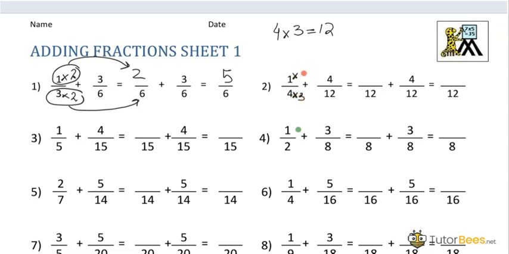You have to multiply this 3 with the numerator too. So 4 times 3 is 12 and 3 times 1 is 3. So you don't have to change the second, just let's add. 4 plus 3 is equal to 7. So the answer is 7/12.